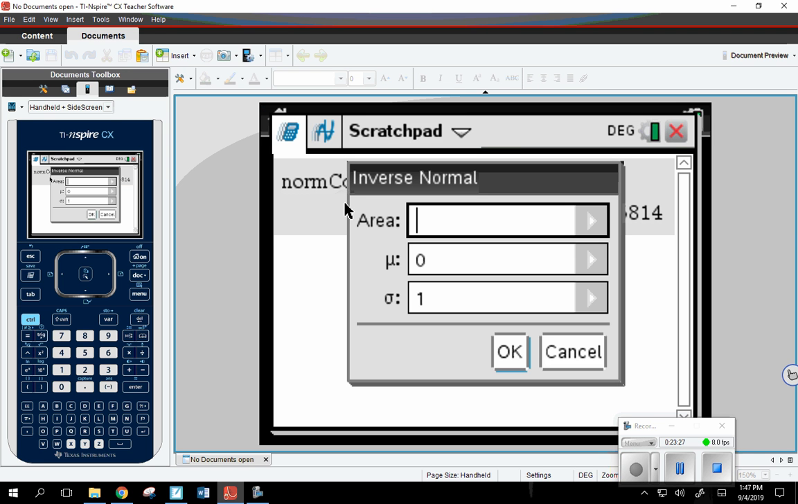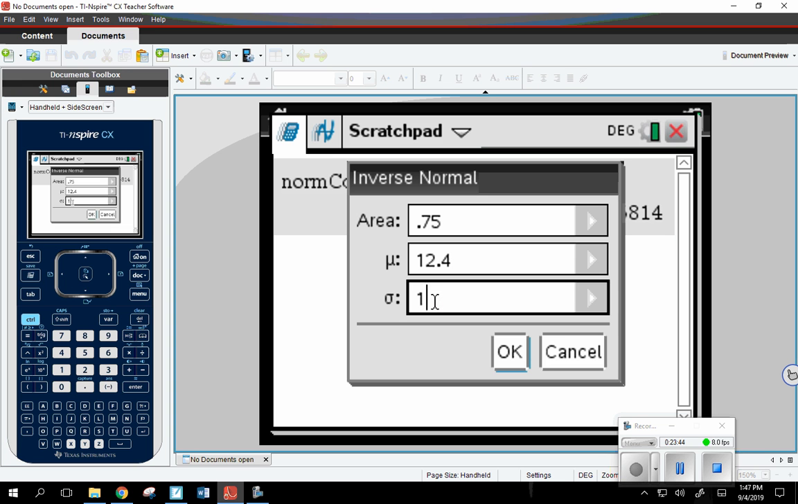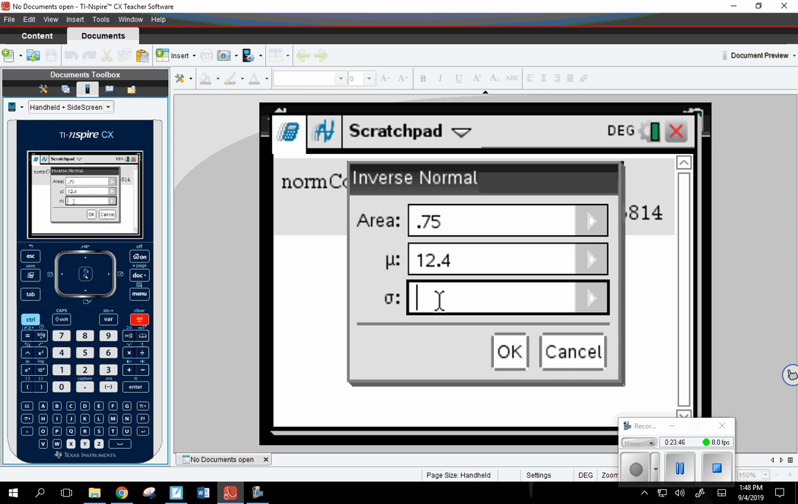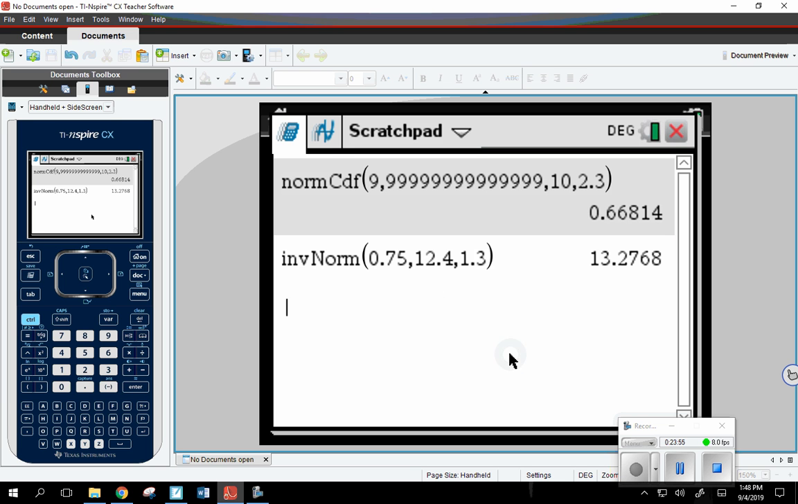Okay, the inverse normal. When I choose that, you'll notice it has only 3 tabs to fill in, and we have all that information. Okay, the area, well, that's my percent. We know it's 75%, so I'm going to go ahead and plug 0.75. The mean, well, what was it, 12.4? Okay, and then the standard deviation, I want to say 1.3. Is that right? Okay, 1.3. There we go. All right, so there we go. I click OK. The element I'm looking for is actually 13.3.